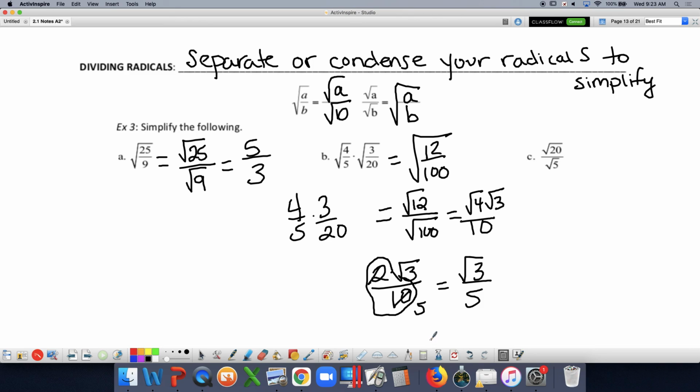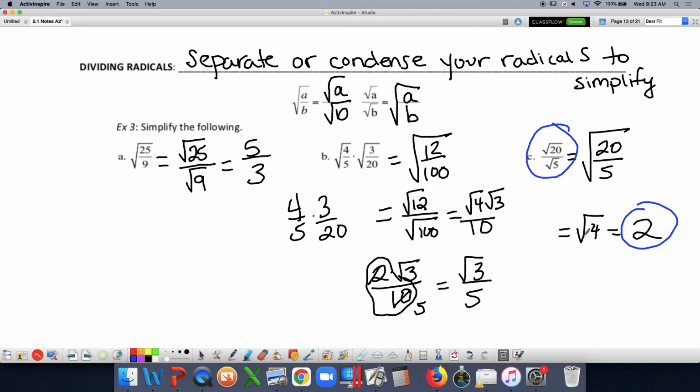All right, we'll let letter C be the last thing we do today. So here's an example of where it's already separated. It would be nice to just condense it down to one fraction. Why? Because what's 20 divided by 5? 4. And what's the square root of 4? 2. There we go. Does the square root of 20 divided by the square root of 5 necessarily look like 2? It's hard to know when you're simplifying what the answer is going to be unless you go through and use some of these steps.